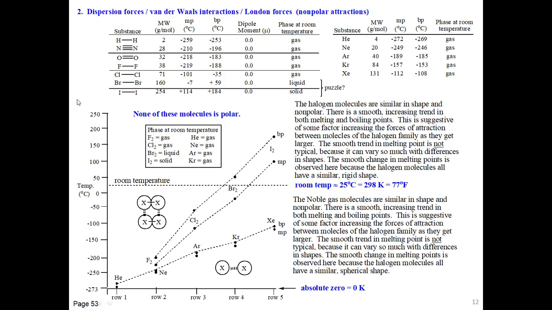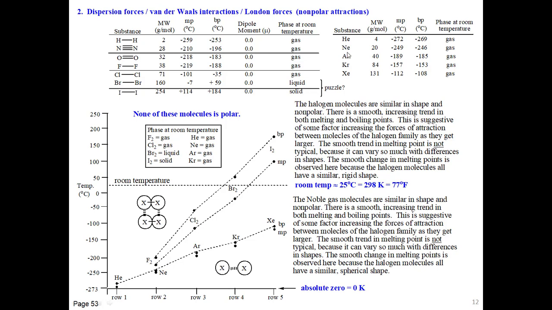So I have some examples here. In this table I have a lot of diatomics. Diatomic means two atoms: hydrogen, nitrogen, oxygen, fluorine, chlorine, bromine, iodine. I plotted these out, the fluorine, chlorine, bromine, iodine, in this little graph down here. And here I have the inert gases. So these are not diatomic. These are single atoms, monoatomic atoms. Helium's the smallest, neon's next, argon's next, krypton, then xenon.